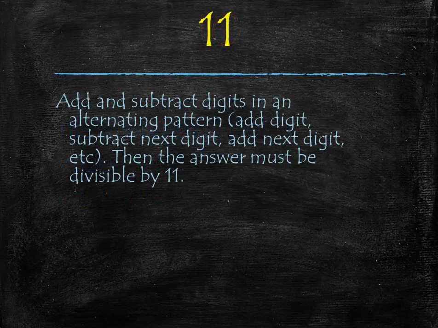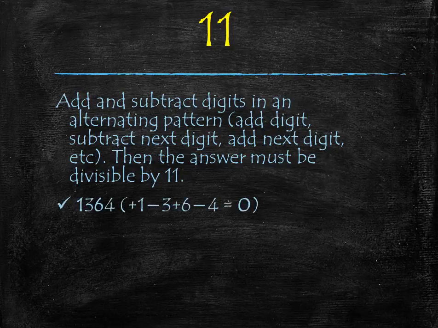Next is 11. For this, we have to add and subtract digits in an alternate pattern. Add the first digit from left to right, subtract the next digit, add, subtract, and so on. Whatever result you get must be divisible by 11. For example, 1,364. Plus 1 minus 3 plus 6 minus 4 equals 0. It's divisible by 11, so yes. And 987. Plus 9 minus 8 plus 7 equals 8. Not divisible, so no.